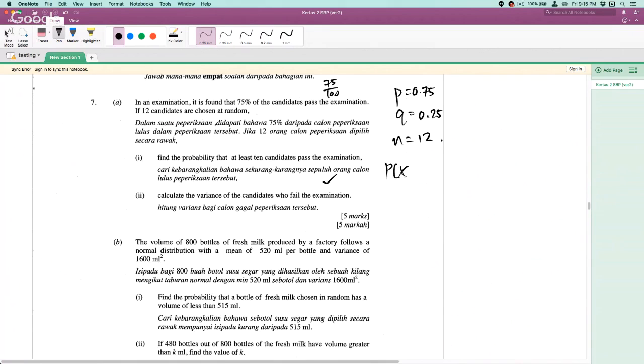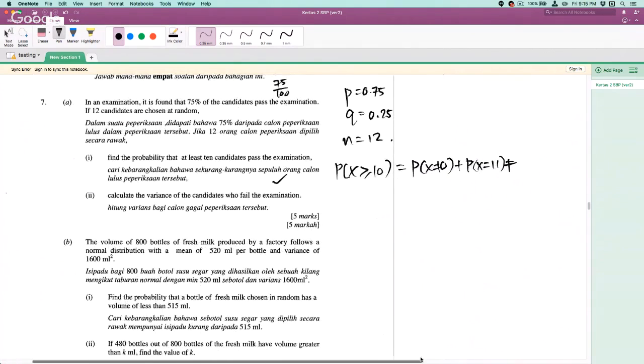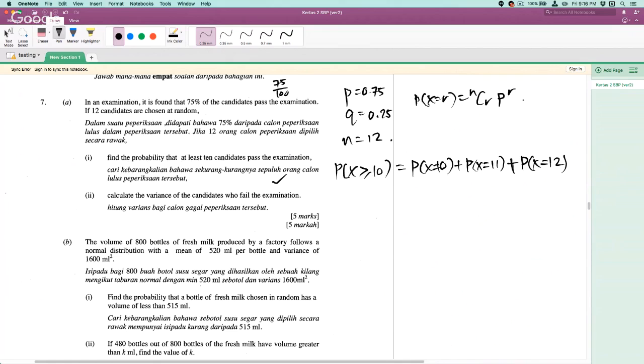So I know X must be at least 10, bigger than or equal to 10. Therefore we have 12 candidates here, and 3 choices: X equals 10, or X equals 11, or X equals 12. Let me rewrite it, plus the probability for X equals 12. For this, you just need to remember the formula for X equals r: nCr, then p to the power r, q to the power n minus r.